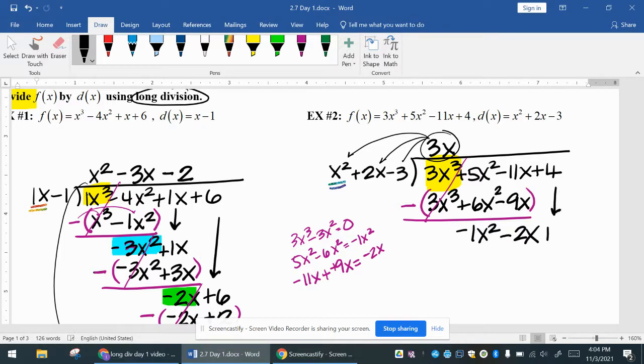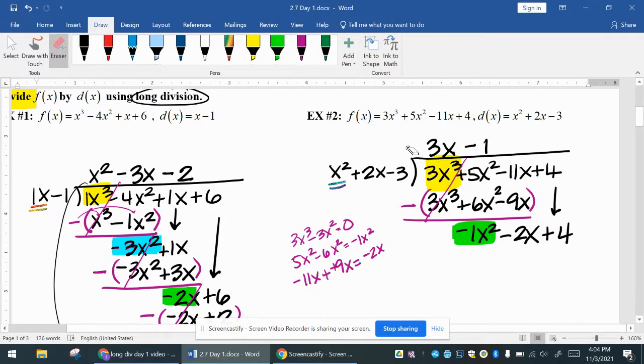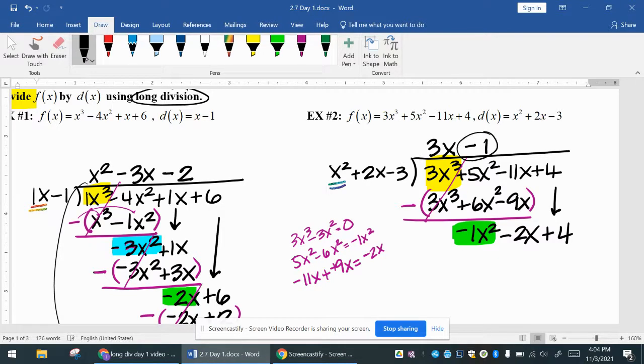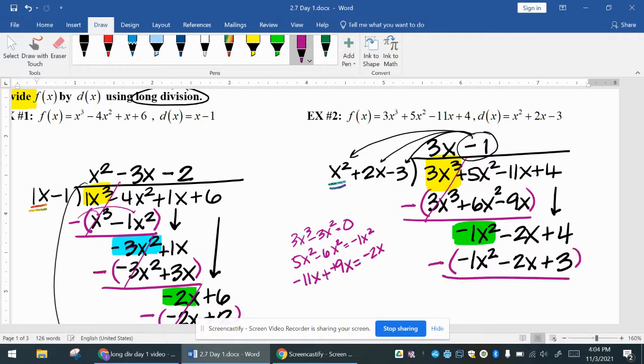Then you bring down the next term. Repeat the process. Now focus on this. What do I need to multiply x squared with to get negative 1x squared? Well, I already have the x squared, so all I need is a negative 1. So I'm going to multiply negative 1 with all of these pieces. So negative 1 times x squared is negative 1x squared. Negative 1 times 2x is negative 2x. And negative 1 times negative 3 is positive 3. Make sure you're being super, super careful with your work and your signs. Now I'm going to subtract everything.